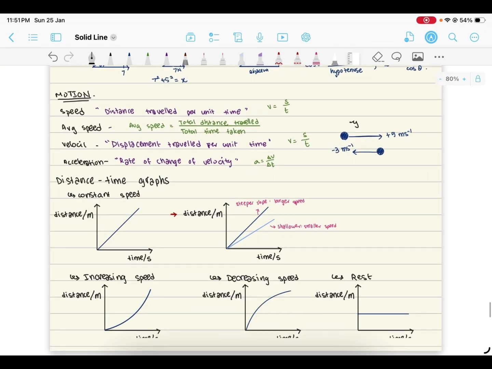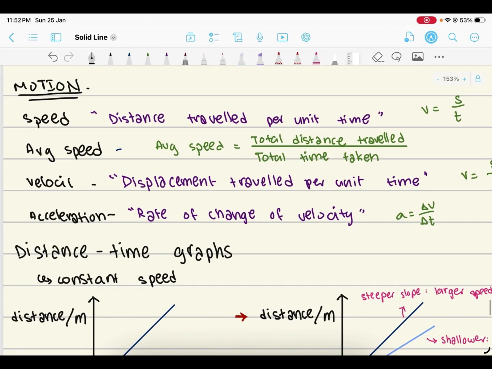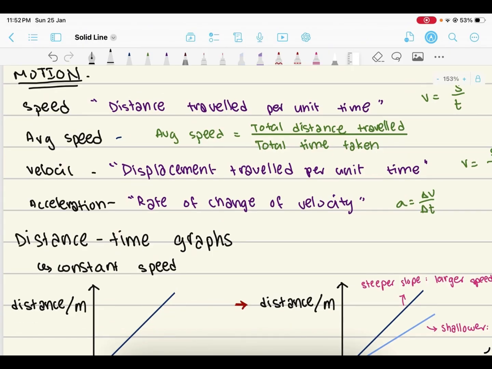Next, we are done with 1.1. Now we'll be moving on to 1.2, motion. First we'll talk about speed. Speed is distance traveled per unit time. This is its formula: v equals s over t, where v is speed, s is distance, and t is time. Average speed is the total distance traveled divided by total time taken. Velocity is displacement traveled per unit time.